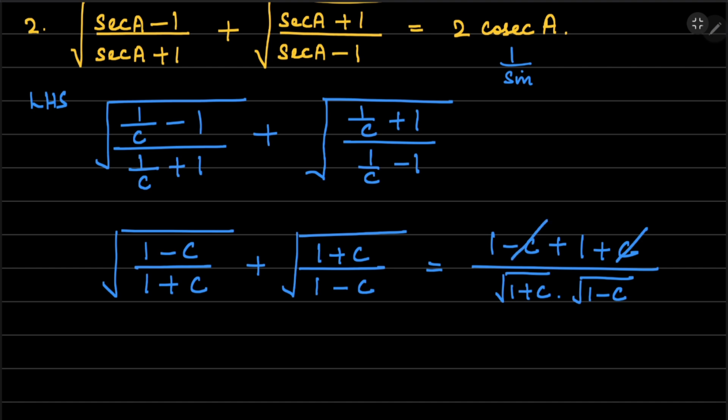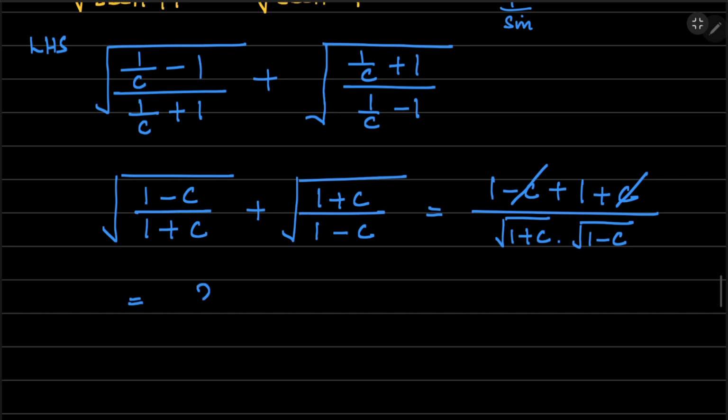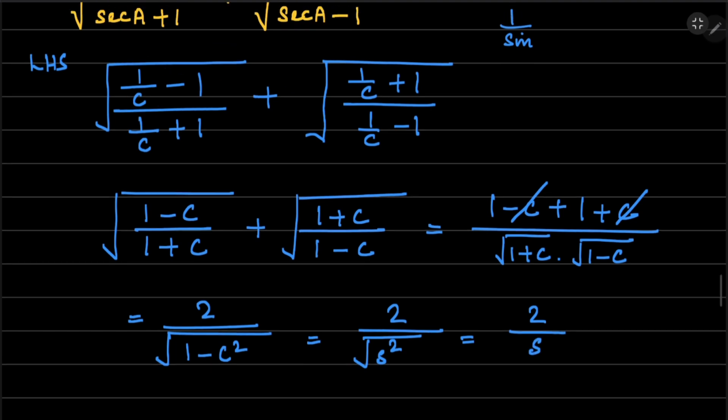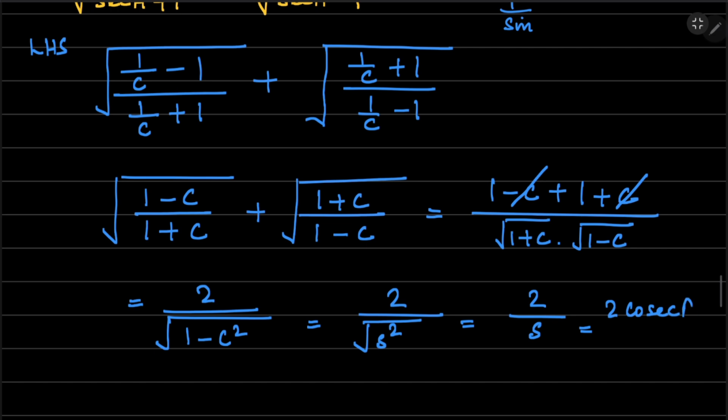So again, plus cos minus cos, cos of A gets cancelled. So in the numerator you will have 1 plus 1, which is 2, divided by root of 1 plus c multiplied by 1 minus c. A plus b into a minus b is a square minus b square. And root of 1 minus cos square is sine square A. So 2 divided by root of sine square is just sine. And what is 1 over sine? It is cosecant. So 2 cosecant A. This is your RHS. So very easy.